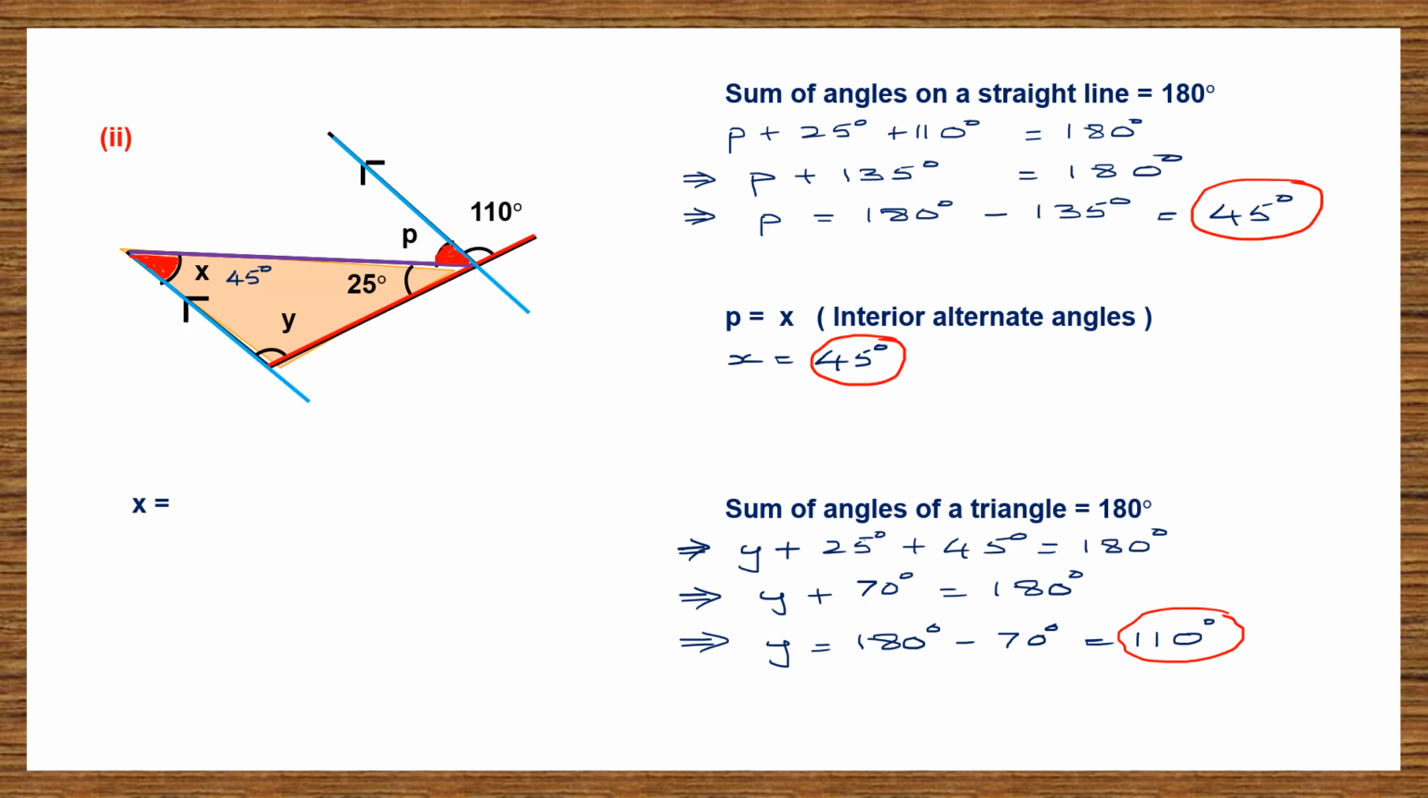So let's write down all this. So x is equal to 45 degrees. Y is equal to 110 degrees. And P is equal to 45 degrees.